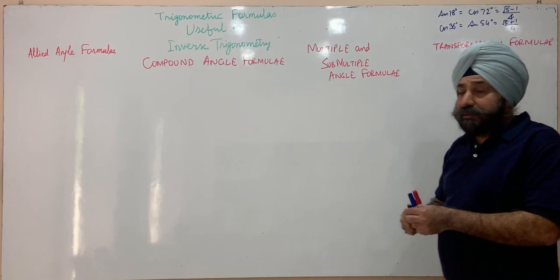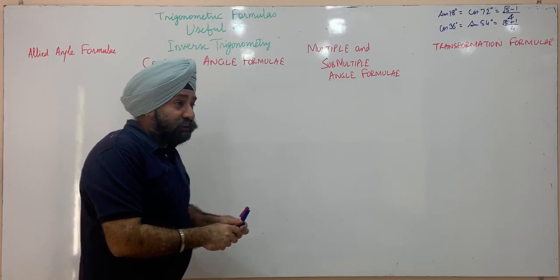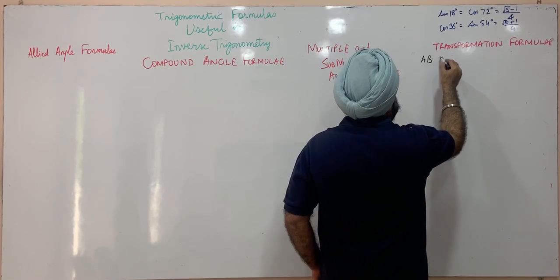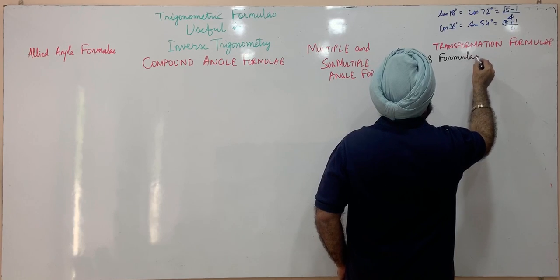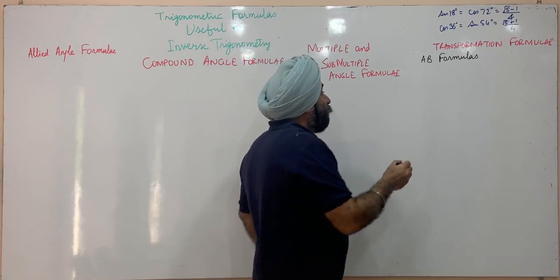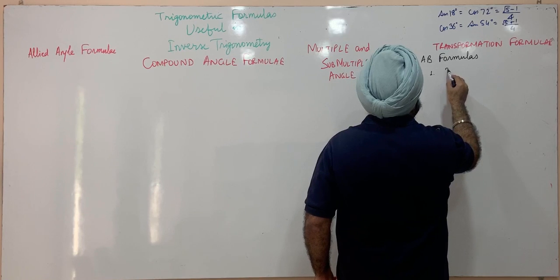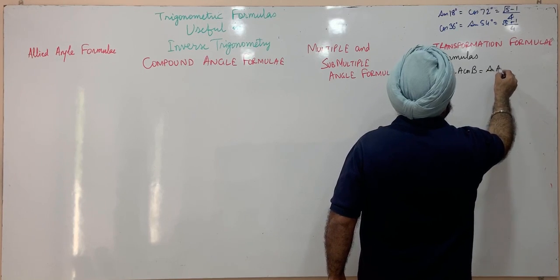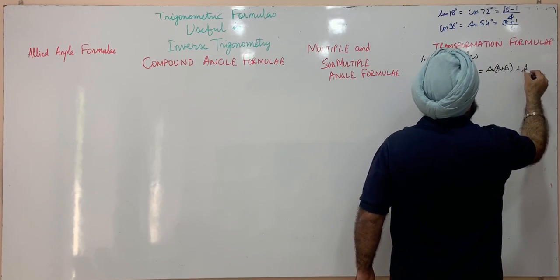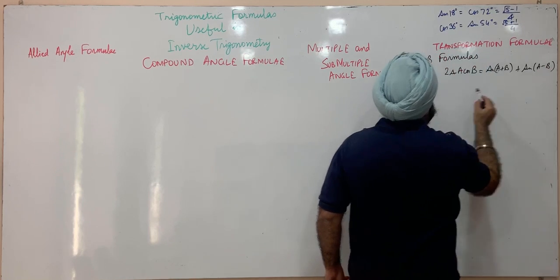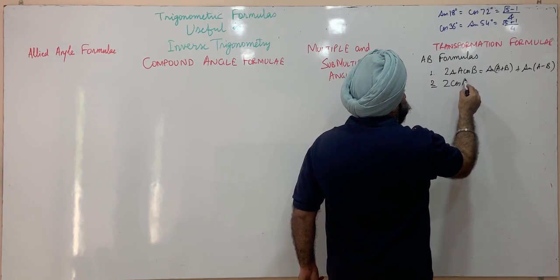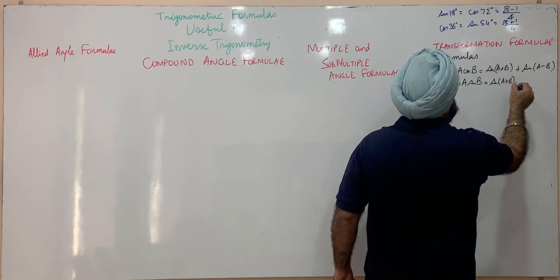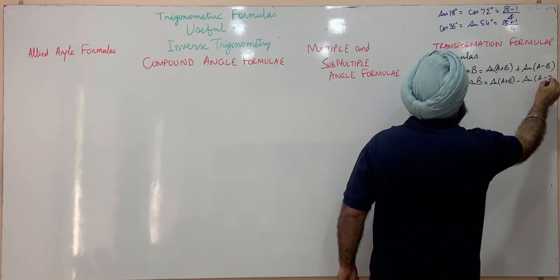Let's discuss transformation formulas. Transformation means change. We have two sets of transformation formulas. One is called AB formulas. We have four formulas here. The first one is 2 sine A cos B, which is equal to sine of A plus B plus sine of A minus B. The second one is 2 cos A sine B, which is sine of A plus B minus sine of A minus B.